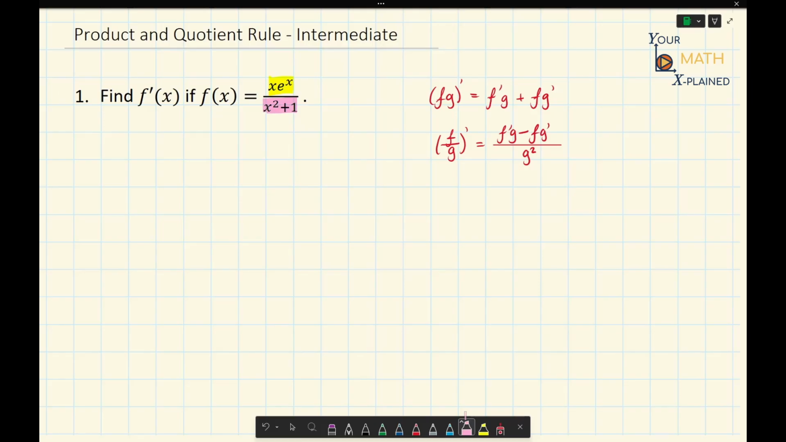We need the quotient rule because here we have a fraction, but we need our product rule because our numerator here is x times e to the x. But don't worry, that's not going to be a problem. We just need to do this step by step.